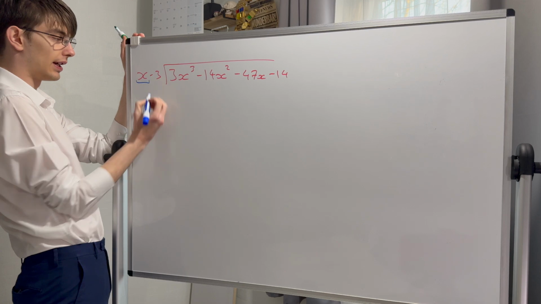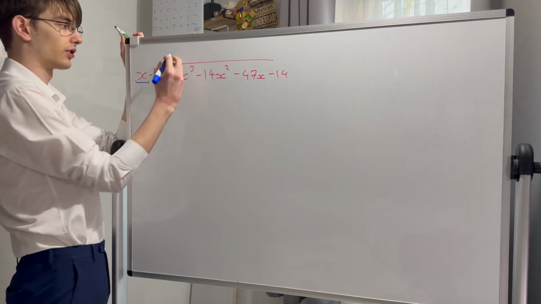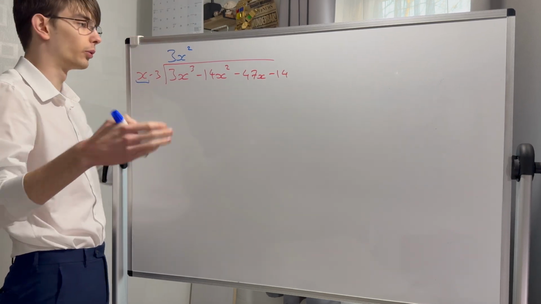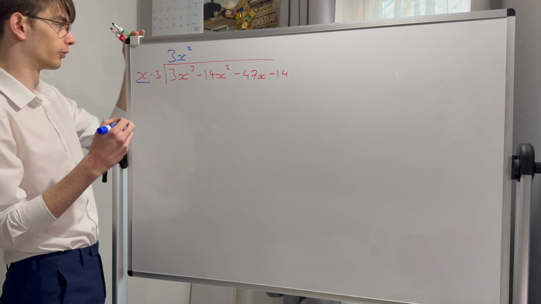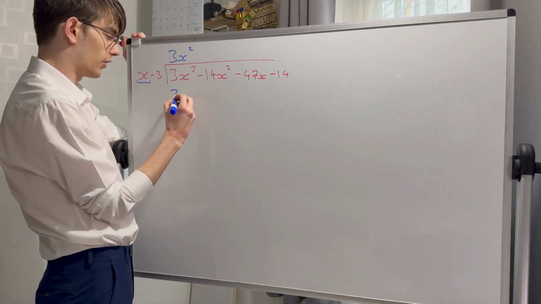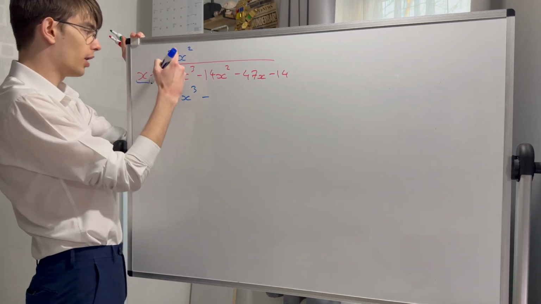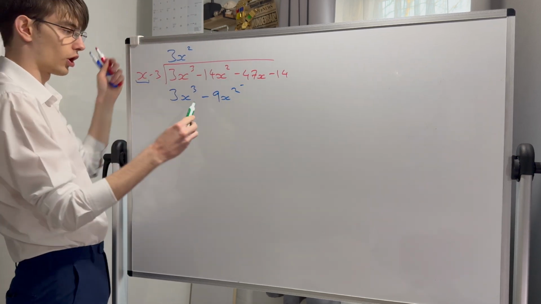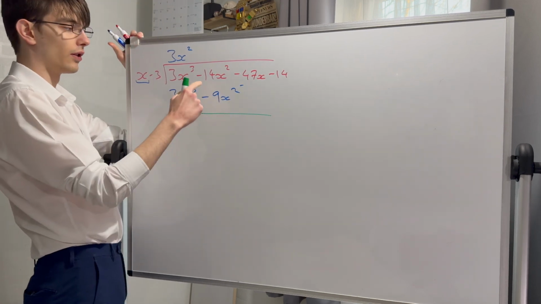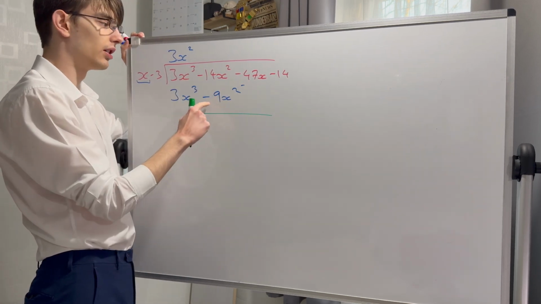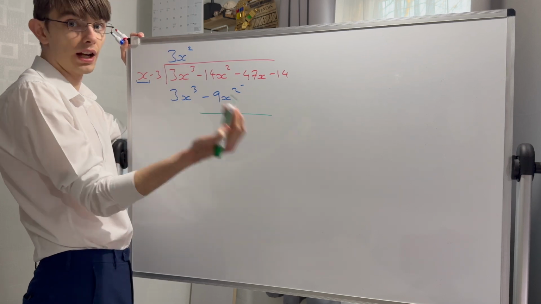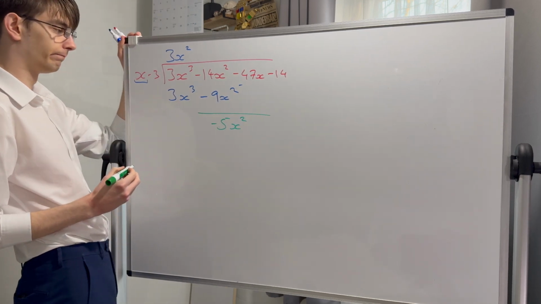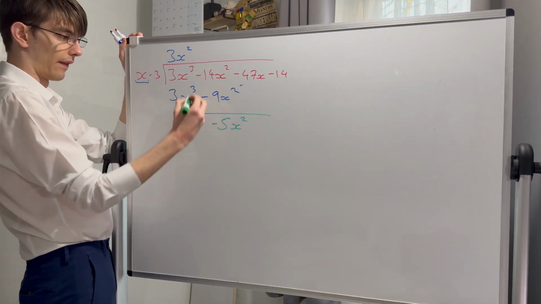I've only got an x over here, as is typical, so I can just divide this first term by x, and I get 3x squared. I'll be moving a little bit faster in this example, just so we can start to do it without the training wheels on. So 3x squared times that, I end up with 3x cubed minus 9x squared. And then I minus these from each other here, and I end up with minus 14 minus minus 9. Minus 14 plus 9 is minus 5, so I get minus 5x squared. And of course, that and that become 0.